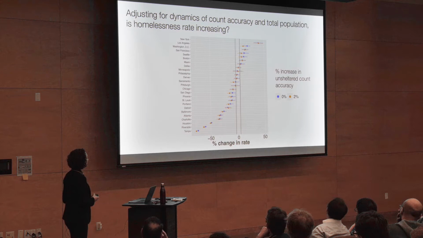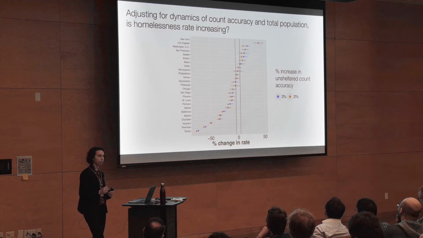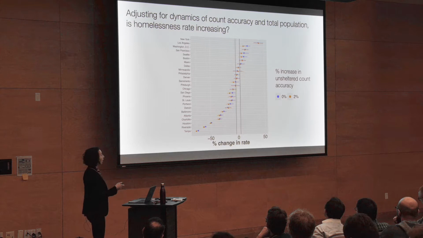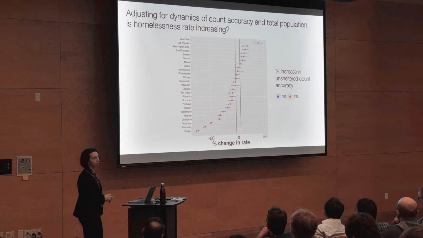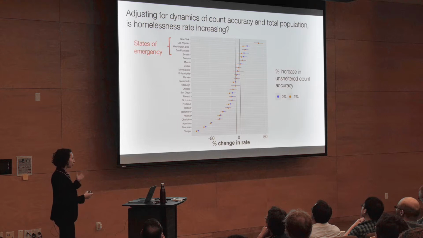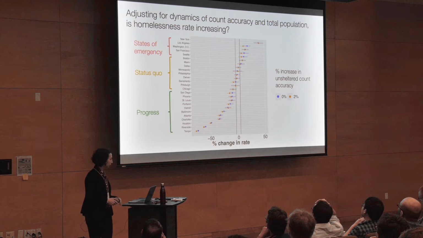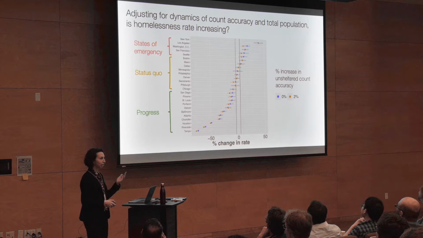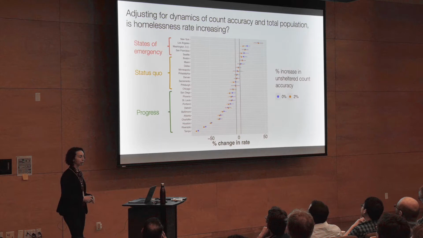Okay, so one thing that we can ask is, after adjusting for the dynamics of count accuracy and total population, is the rate of homelessness increasing? So here, we're showing what we inferred for each of these different metros, as well as our uncertainty about that estimate. And we see that we've identified some metros like New York, LA, DC, San Francisco, and Seattle as in what I call a state of emergency, whereas there's others that are more status quo, and then there are some that appear to be making progress. Of course, we don't know why. Maybe homeless in Tampa are moving to New York, but overall, this type of information is really useful for policy making.